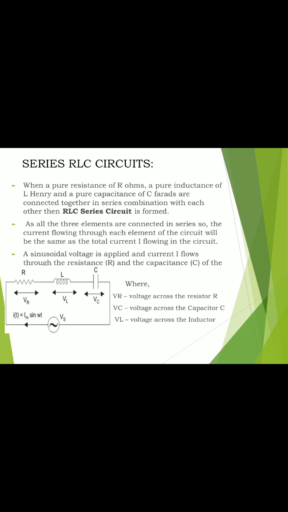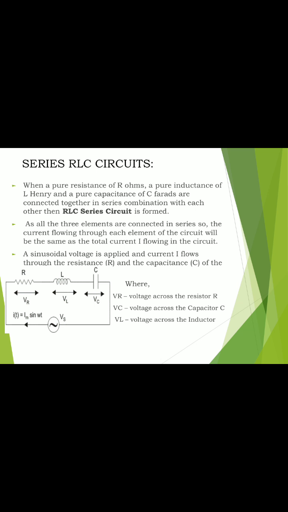Now first is series RLC circuit. As shown in this figure, a circuit with resistance R ohm, inductance L Henry and capacitance C farad in series connected across an AC supply. Then a pure resistance of R ohms, a pure inductance of L Henry and a pure capacitance of C farads are connected together in series combination with each other. Then RLC series circuit is formed.